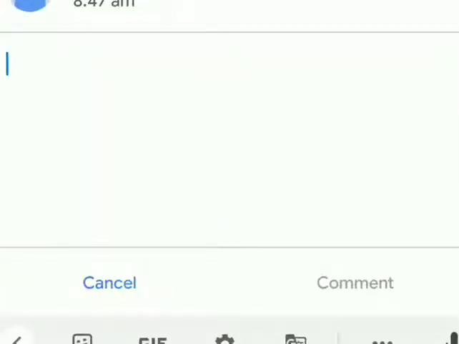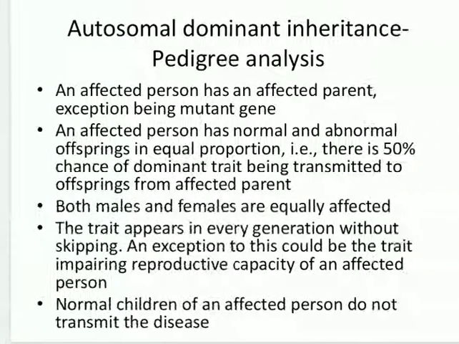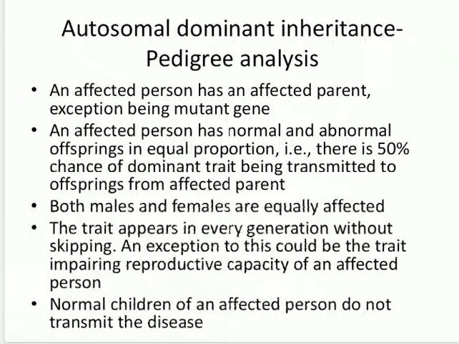So in the second generation you can see that there is an unaffected female. Okay, this unaffected female is not transmitting the disease to her kids. So again let me tell the features again. Affected person has an affected parent. Affected person has normal and abnormal offspring in equal proportion. Both males and females are equally affected. The trait appears in every generation without skipping.